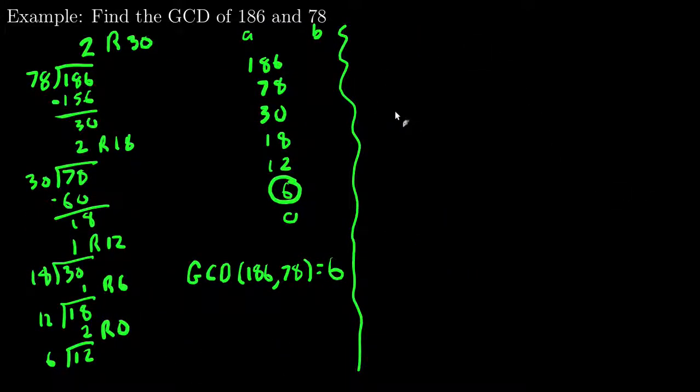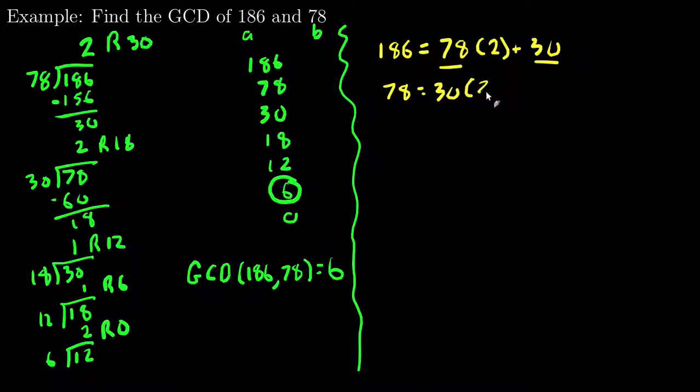So let's see this problem done that way. So now I know that 186 is equal to 78 times 2, which is 156, plus 30. I take the 78 and the 30 and say, okay, that means 78 is going to be 30 times 2. That's the largest amount of 30s that can go into 78, plus 18. And I take these two numbers. 30 equals 18 times 2, not times 2, that's a lie, times 1, because 18 only goes into 30 one time, and there's 12 remaining.